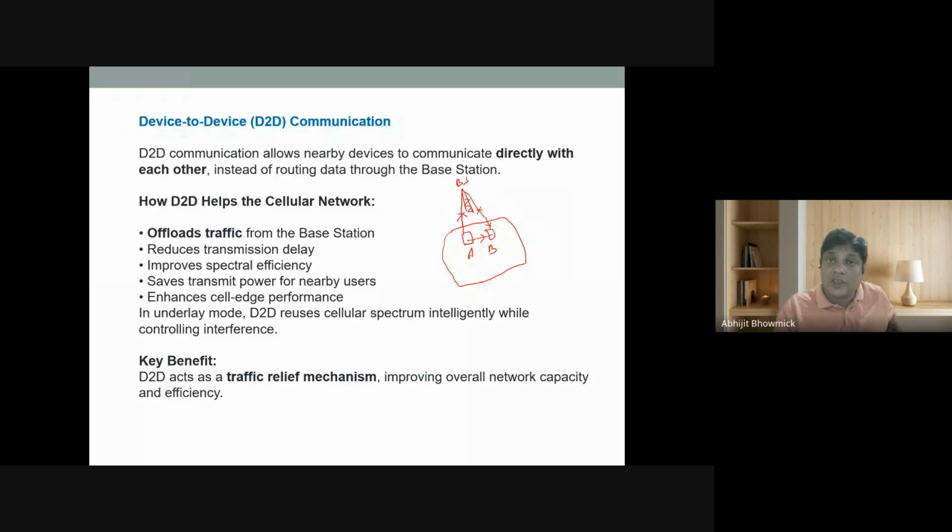Now, initially, the information of A first reaches the base station, then it moves back to B, so it will take time. So it reduces the delay, and it also improves the spectral efficiency. It saves transmit power, because if the base station is involved, obviously power expense will increase. Since the base station is not in the scenario in case of D2D communication, the power consumption will be less. So it enhances cellular performance also. So if we use D2D communication, we can increase the coverage area. I'll show you.